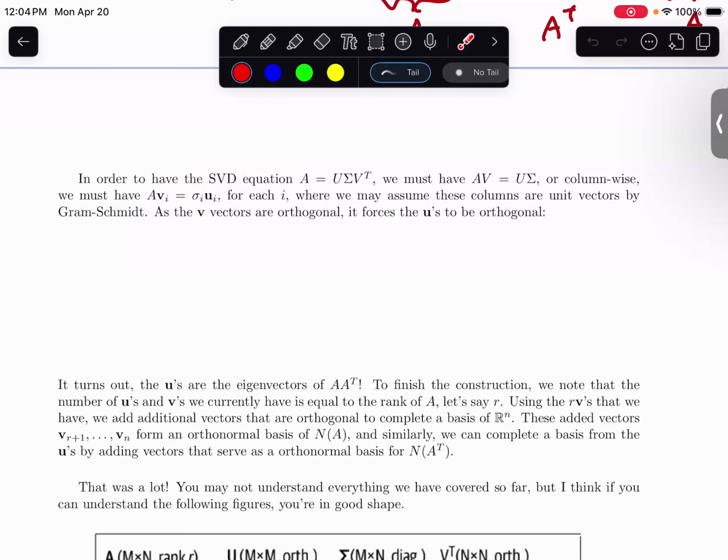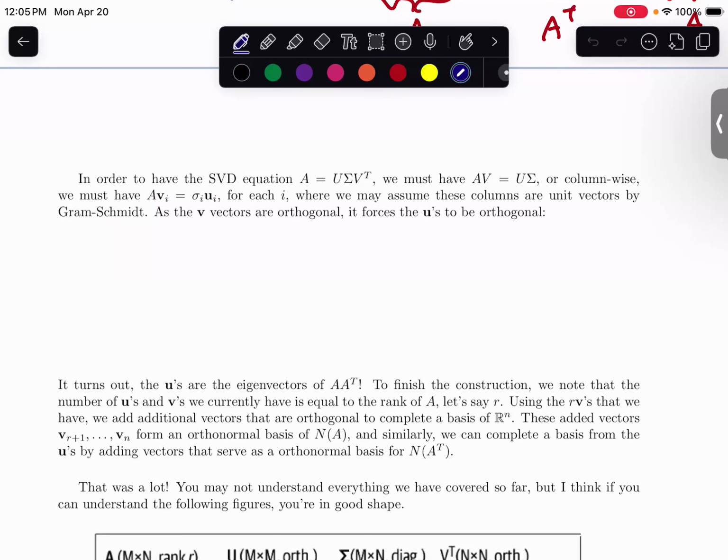So it's not really an eigenvector equation, but it looks almost like one, except this vector is changing from V to U. And we're going to assume these columns are still unit vectors by Gram-Schmidt. The main observation is that because the V vectors are orthogonal, as eigenvectors of a symmetric matrix, it forces the U's to be orthogonal as well. Therefore U can be made to have unit length, which makes it orthonormal.